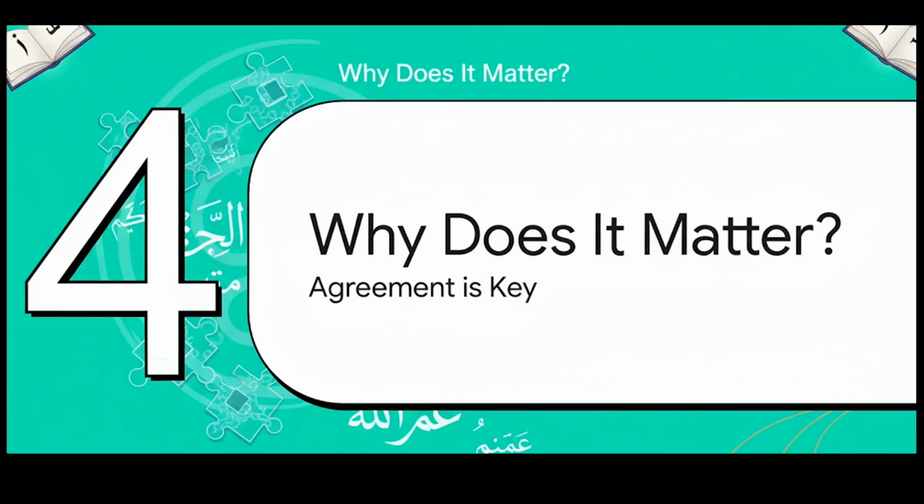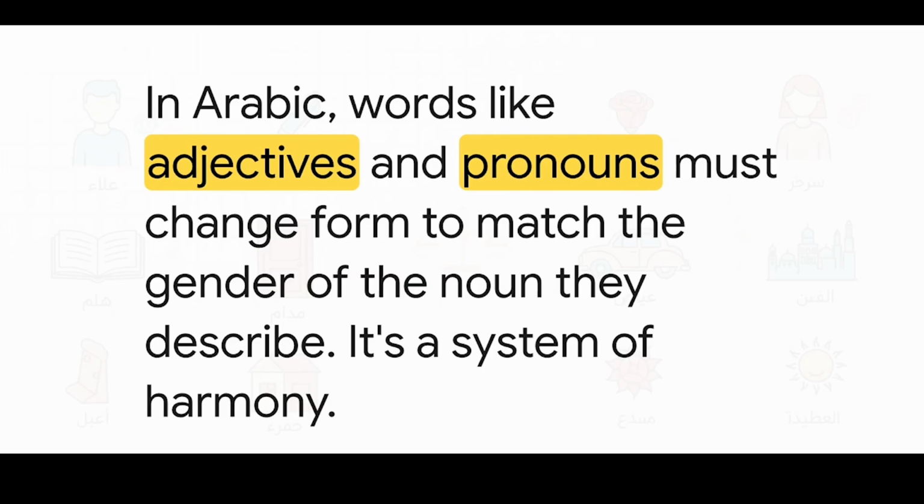So you might be thinking, why does any of this matter? Why spend all this time sorting nouns into masculine and feminine boxes? Well, the answer is it's absolutely essential if you want to build a correct Arabic sentence. And here's why. It all comes down to something called agreement. In Arabic, other words in the sentence, like adjectives, pronouns, and even verbs, have to change their form to match the gender of the noun they're talking about. You can't just say the car is new. The word for new actually has to take a feminine form to agree with the feminine word for car. It's that whole system of harmony we talked about, and it runs through every single sentence.